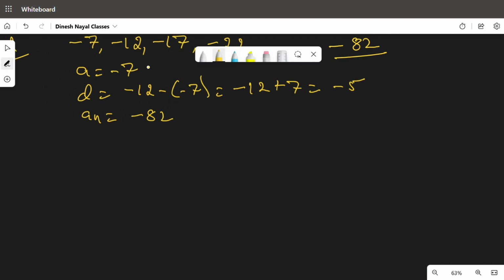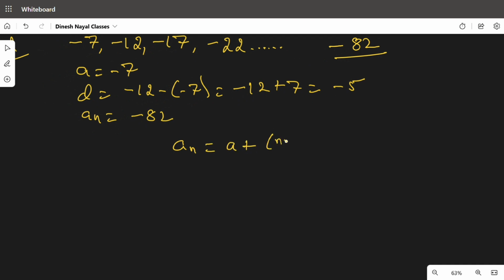Apply the formula for the nth term. So let's apply the formula. an equals a plus n minus 1 into d. What is an? an is minus 82 equals a is minus 7 plus n minus 1, and d is minus 5. Now we have to solve and get the value of n.